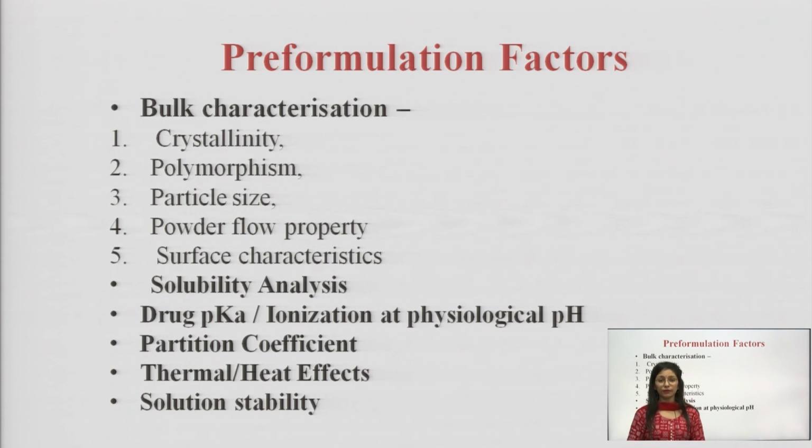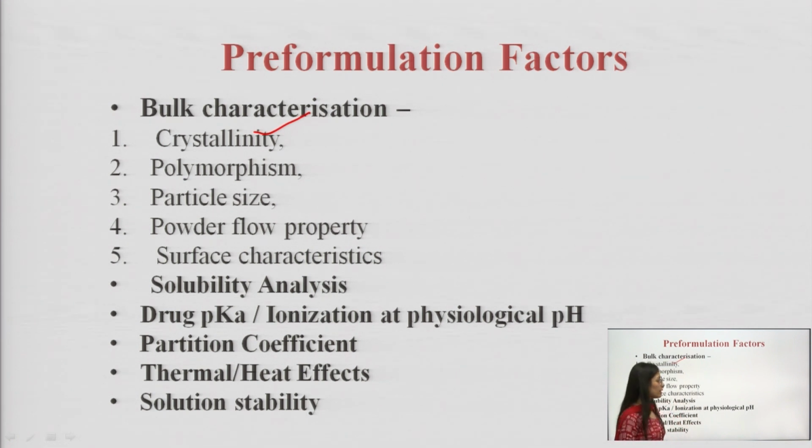What are the different factors? Moving on, there are lots and lots of factors you can see listed over here. Number one, we have bulk characterization. Okay, let me enlist it. Bulk characterization, which comes under crystallinity, polymorphism, particle size, powder flow property, surface characterization, and moving on, solubility analysis, drug pKa, ionization, partition coefficient, thermal or heat efficiency, and solution stability. All these things we are going to learn one by one. Okay.